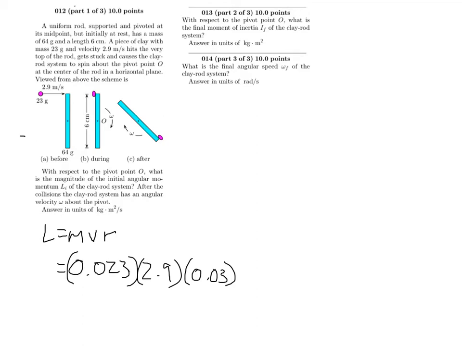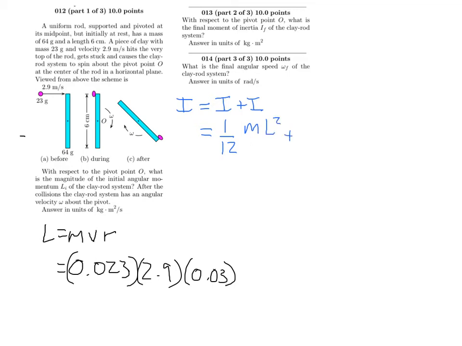Now question 13 asks, with respect to the pivot point O, what is the final moment of inertia of the clay rod system? So here I'm looking for the moment of inertia, and this is going to be the moment of inertia of the rod plus the moment of inertia of the clay. I can just add them together. The moment of inertia of the rod, if you look that up, you will find it is 1/12 ml squared. So that is going to be 1/12, because it's a rod spinning around its center, times the mass of the rod, times the length squared.